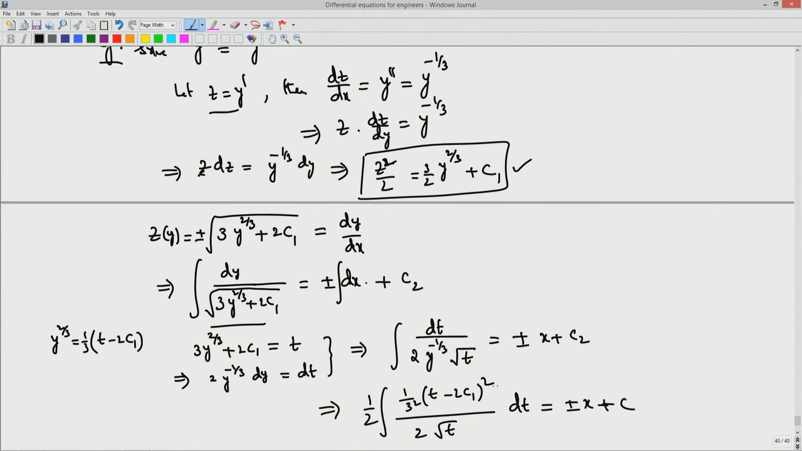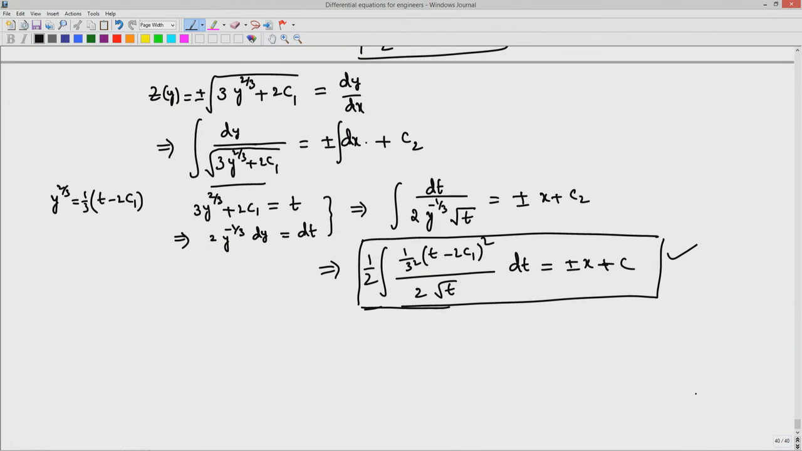Now, this is simply a polynomial divided by root t, so you can easily integrate and get the solution. Okay. How do we do this really? So, this implies 1 by 4 into 36, so there is only one t, so 1 by 18. Okay. So, integral of t square minus 2 t C1 plus C1 square by root t dt equal to plus or minus x plus c.